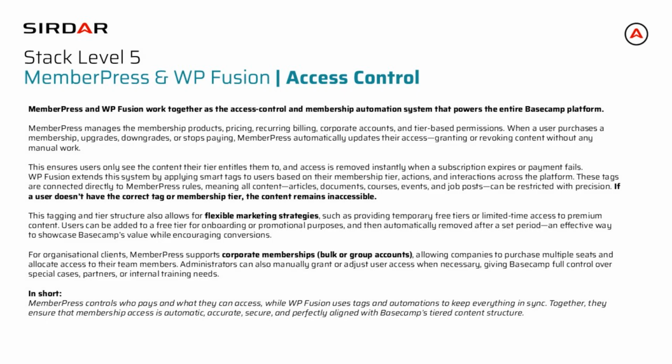WP Fusion adds a second layer by applying smart tags to users based on their membership tier and how they interact with the site. These tags link directly to MemberPress rules, so every article, document, course, event, or job post can be restricted with precision. This also enables flexible strategies like temporary free tiers or limited time access.